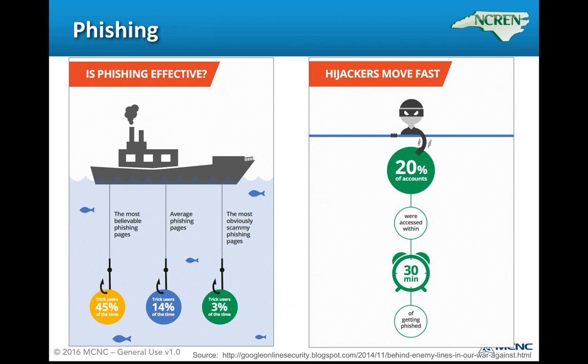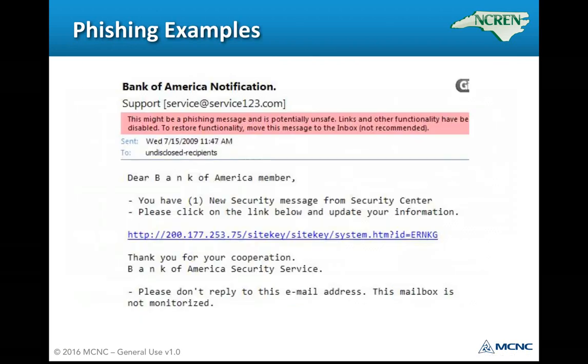So here's some examples of phishing messages. This one would fall into that category of the most obviously scammy. It claims to be a notification email from Bank of America. You can see right at the top, it's not actually from a Bank of America email account. It's from a service123.com email account. So that's a tip-off that it's not legitimate.